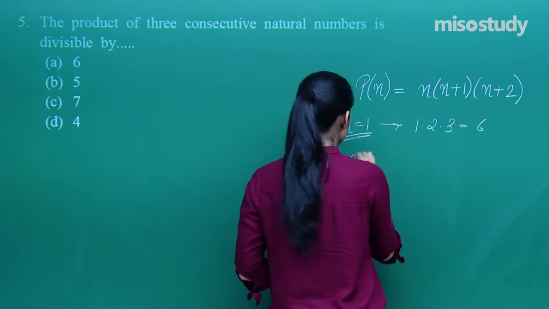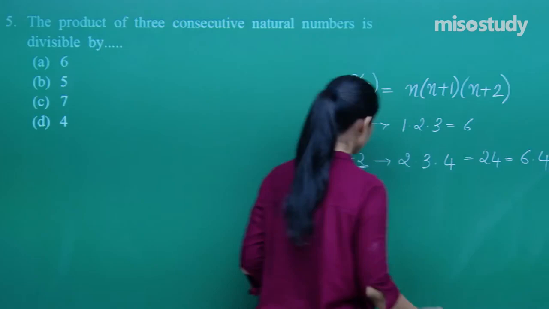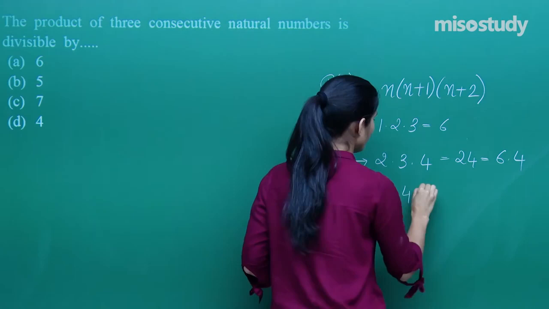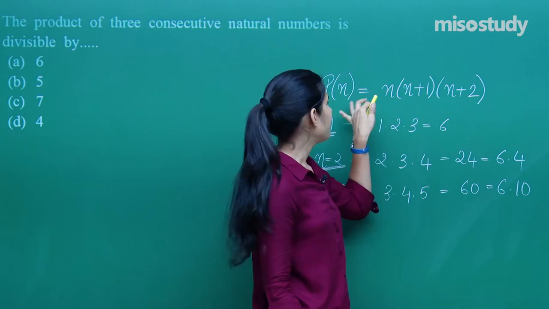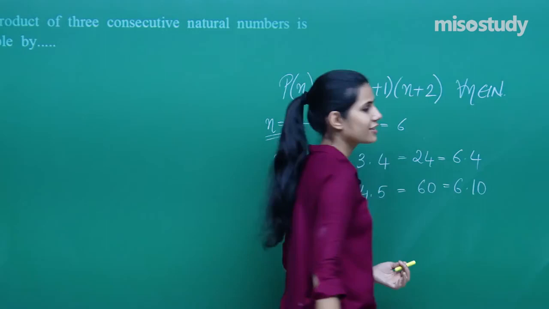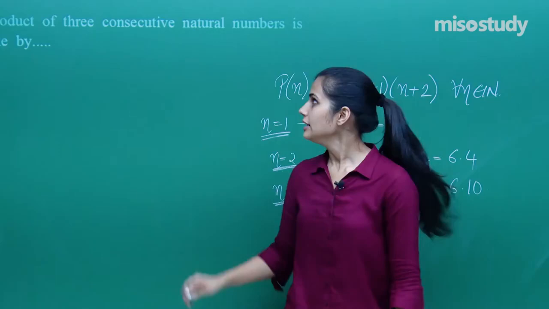If you put n equals 2, you get 2 into 3 into 4, which is 24, which can be written as 6 into 4. If you put n equals 3, you get 3 into 4 into 5, which is 60. So you are getting that each number, which is obtained by plugging in different natural numbers in place of n, is actually coming out to be divisible by 6. If it's true for 3, it's going to be true ahead as well, and therefore 6 is going to be the answer of the number by which the product of 3 consecutive natural numbers is divisible.